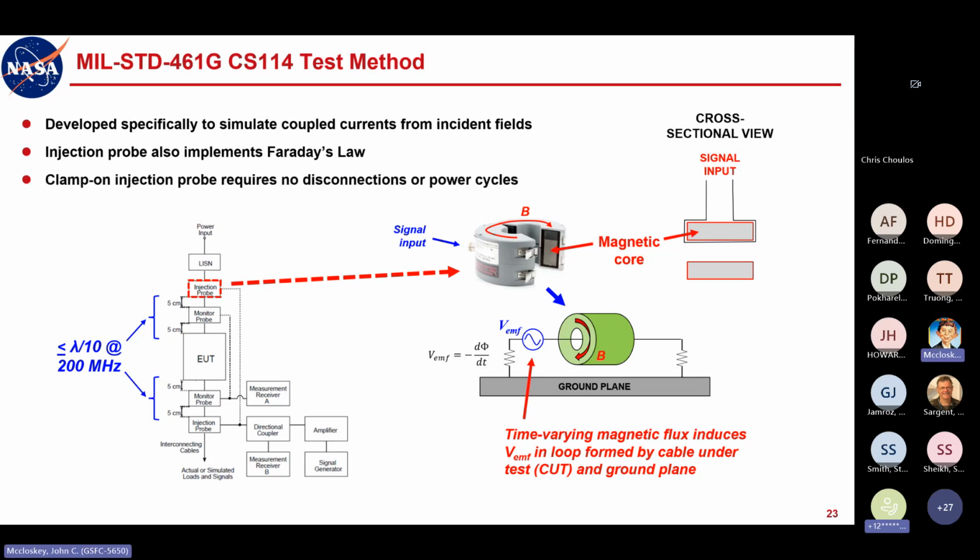Okay. And this clamp-on injection probe, again reiterating, requires no disconnections or power cycles. So you can go from one cable to the next without disconnecting or without cycling power. So it can make the most efficient use of test time when you can just move the injection probe to the different cables under test without cycling power or making any disconnection.